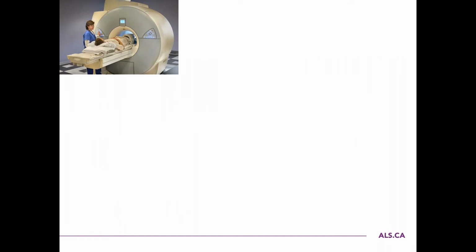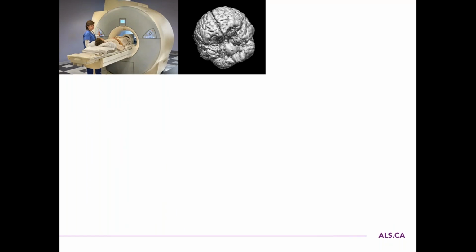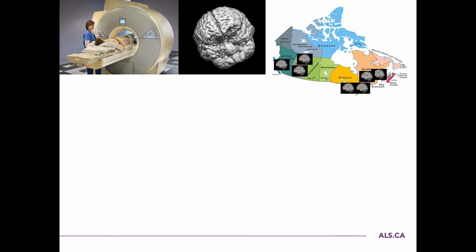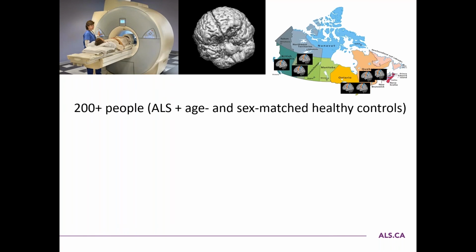So using MRI, and this person's actually backwards because what we're doing is they're doing an MRI of the head, but it's just to show you that they're taking MRIs of the brain to get very high-powered images of the brains of people living with ALS, and doing this across the country and forming a normalized or standardized platform of this imaging across the country.